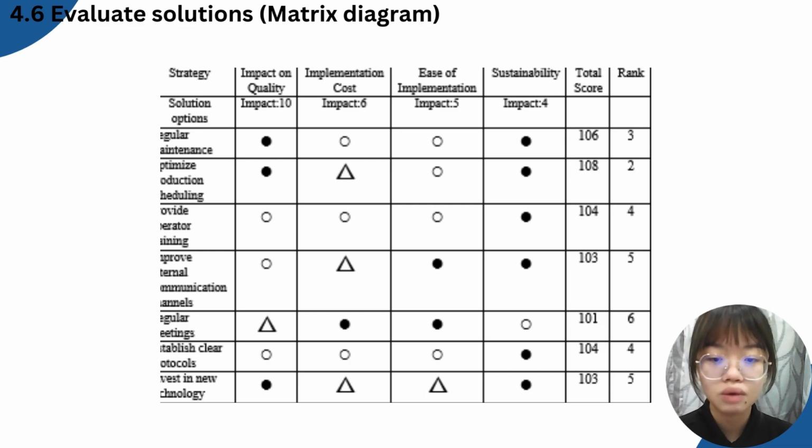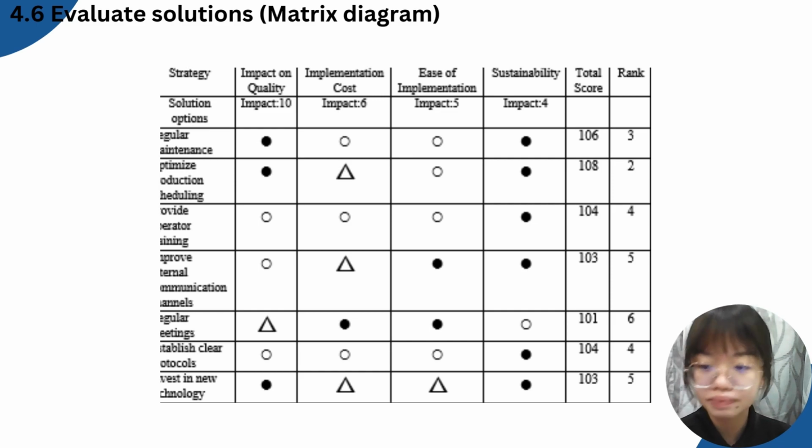Lastly, sustainability, with an impact score of 4. Sustainability ensures that our chosen solution remains viable and effective over the long term, supporting ongoing improvement and compliance with environmental standards. We evaluated 12 strategy options against these criteria. Each option was scored based on its potential to meet these criteria.